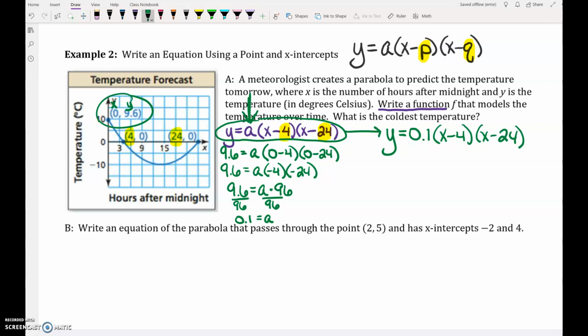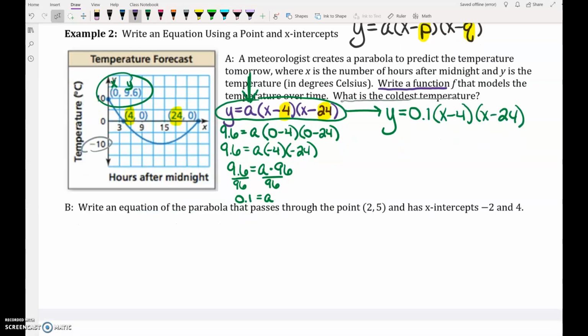Now, on this one, it is asking us for the second part of the problem, what's the coldest temperature? Because we have a picture, you can look here. What does it look like the coldest temperature is? It looks like the coldest temperature is negative 10. If you actually wanted to find that out for certain, you would need to find the halfway point between 4 and 24, find the axis of symmetry, plug that number in to get the y value of your vertex, and that would tell you for certain what the exact coldest temperature was.